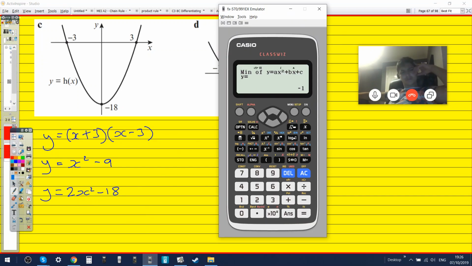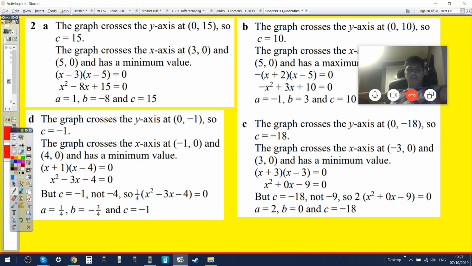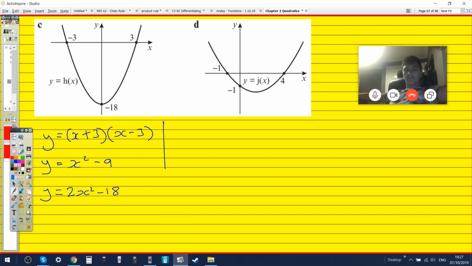Okay. I can check the answer. So that's 3 minus 3, 0, minus 18. Yes, so that's what we can use. So that was C. The graph crosses there, but C is minus 18, not minus 9, and so we just multiply it by 2. Okay, same thing, question D.